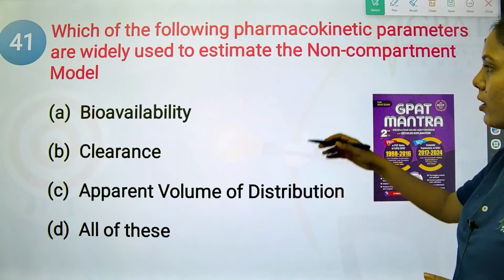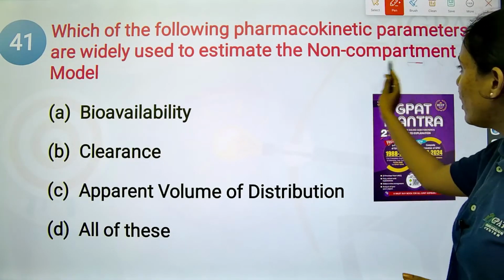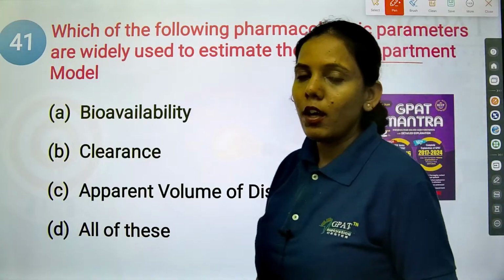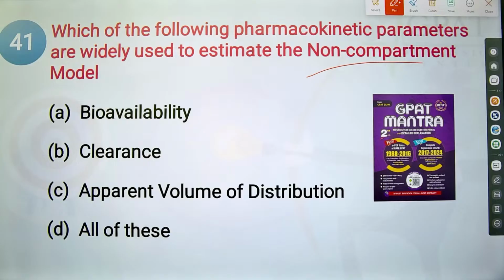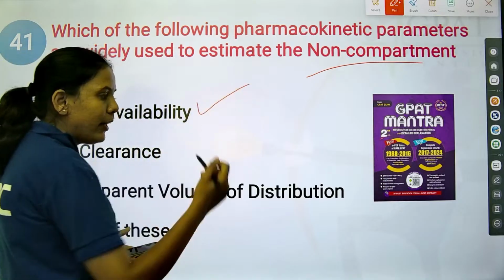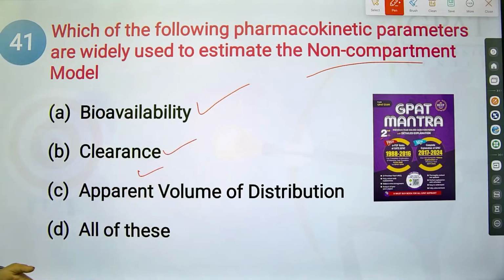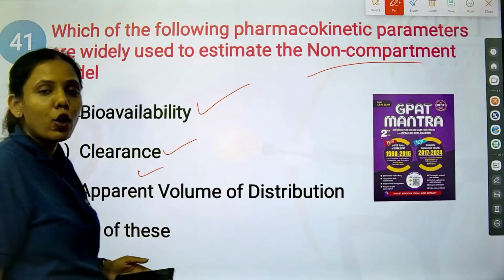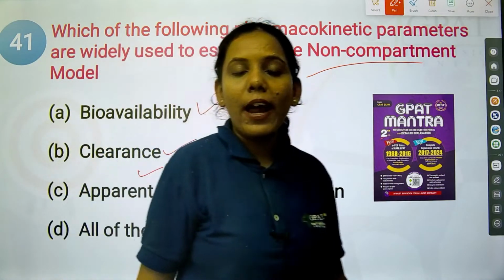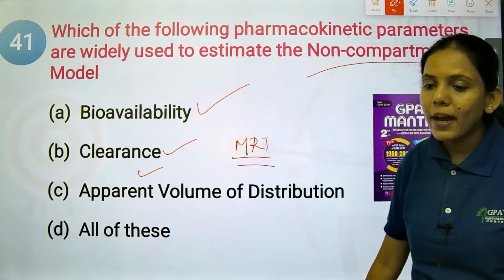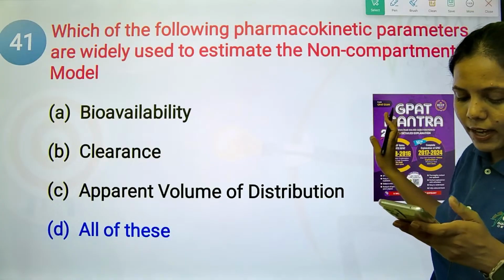Not infusion bolus. Which of the following pharmacokinetic parameters are widely used to estimate the non-compartmental model? When we talk about non-compartmental analysis, we take into consideration pharmacokinetic parameters like bioavailability. Then we check the clearance value and the apparent volume of distribution. Along with that, we also check the mean residence time, right? So these are the pharmacokinetic parameters for the non-compartment model. Anyway, option D, all of this is given, so all of this is the right answer.